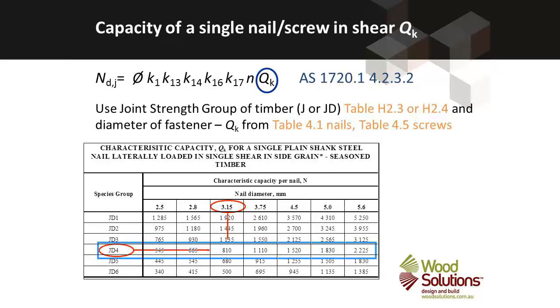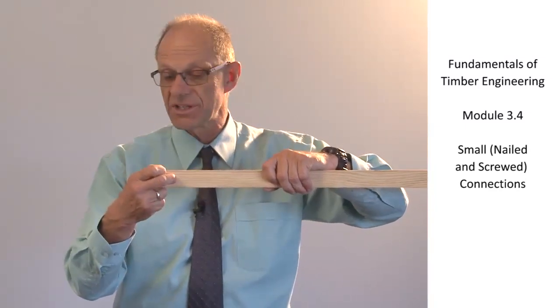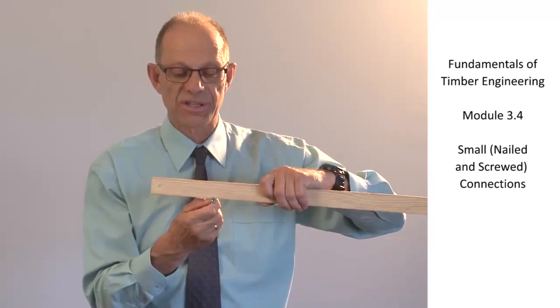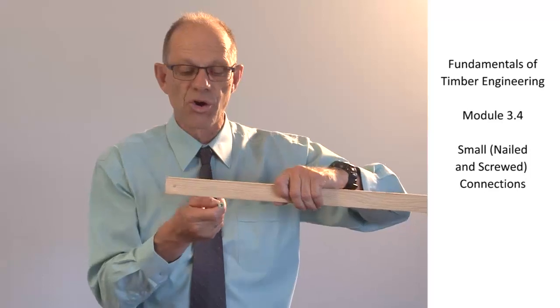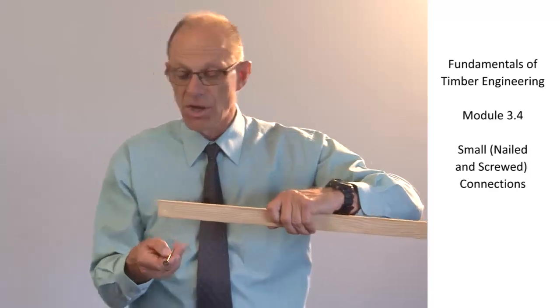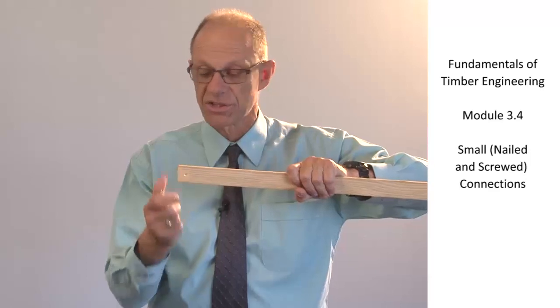Okay, the capacity of the single connector in shear, be it a nail or screw, is given in a table that looks like the one that's on the screen at the moment. And it's a function of the joint strength group of the timber. So we look up from the species of timber what the joint strength group of the timber is, and the diameter of the fastener. The larger the diameter, the larger the capacity of the fastener, because it's got more shear capacity to carry across the shear interface. Likewise, the higher the density of the timber, the higher the capacity of the connection as well.